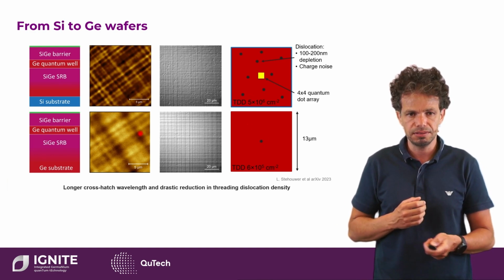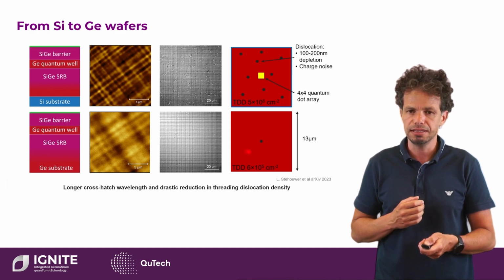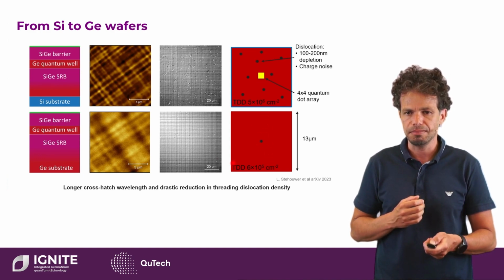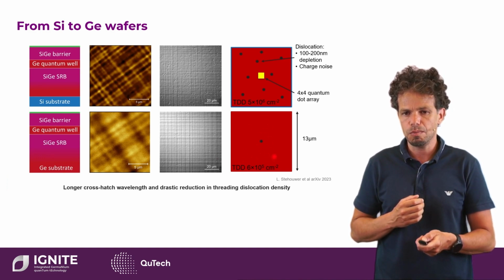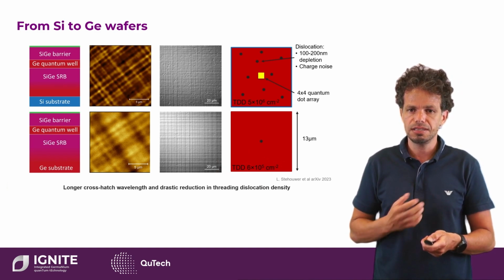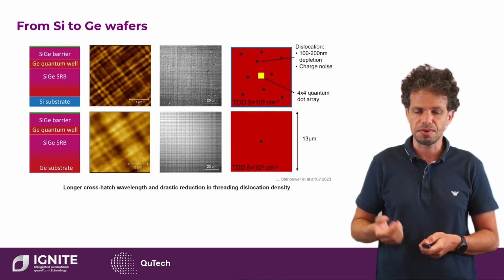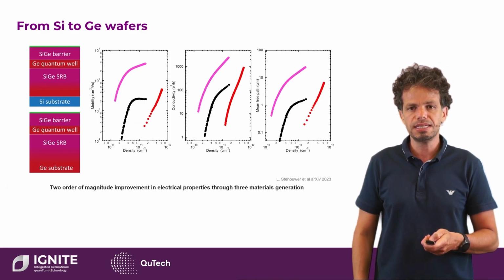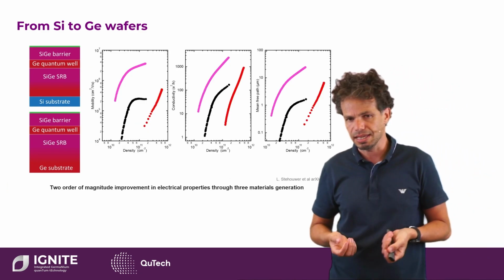In the new material, the one grown on the germanium wafer instead, the separation is about 13 microns. And so we had a one order of magnitude reduction in the number of these dislocations. So this is really a big improvement from a structural perspective. Now let's see what happens from an electrical standpoint.